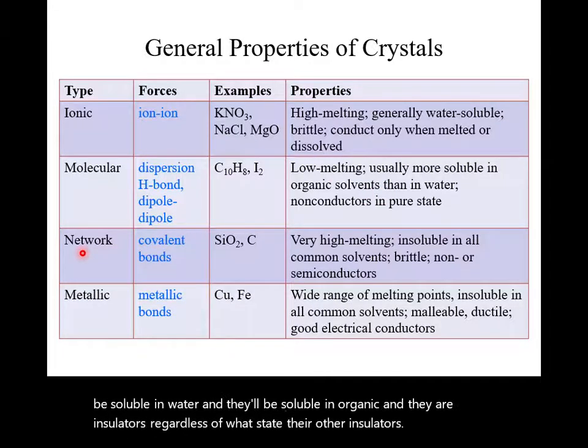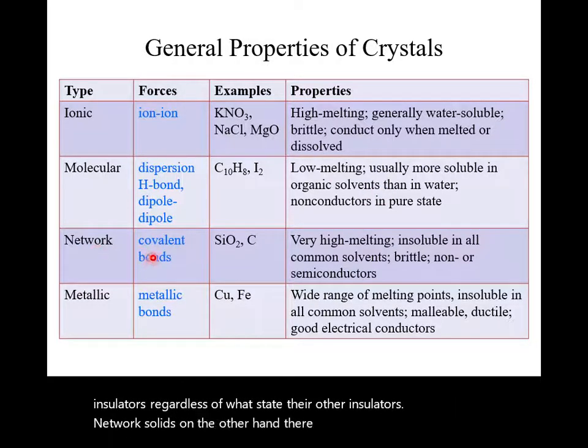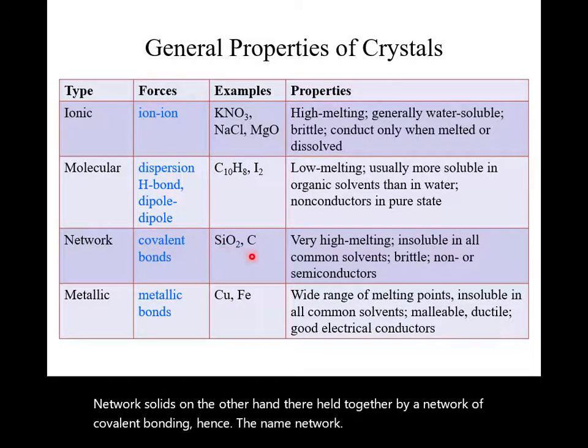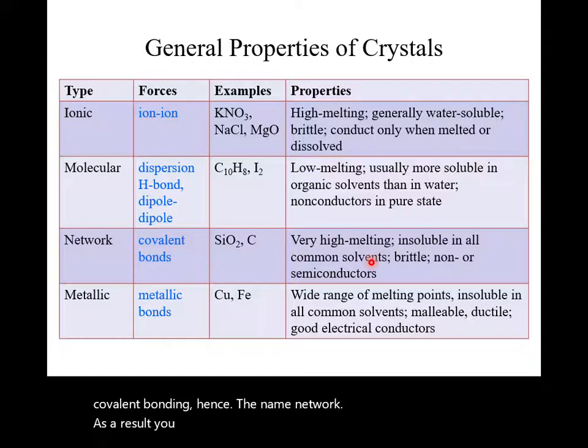Network solids, on the other hand, are held together by a network of covalent bonding, hence the name network. As a result, you have a very high melting point. They're insoluble in all solvents. They're brittle, and they are insulators.